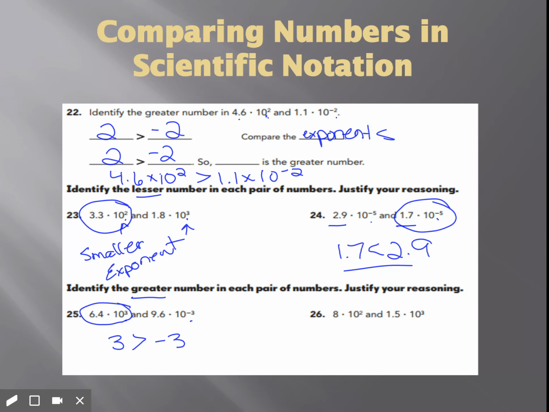Number 26, I have 8 times 10 squared and 1.5 times 10 cubed. Different exponents, 2 and 3. So 2 is less than 3, so that justifies that 1.5 times 10 to the third is greater.